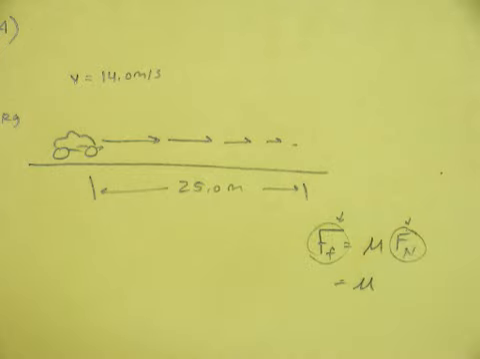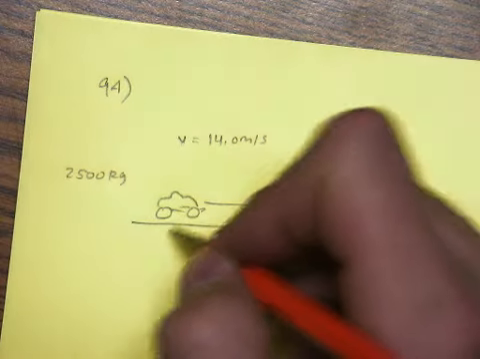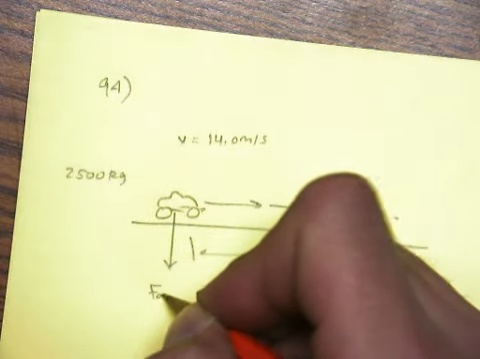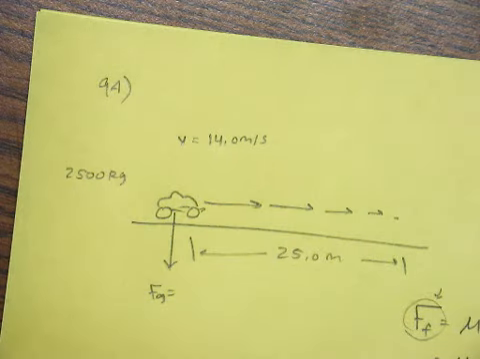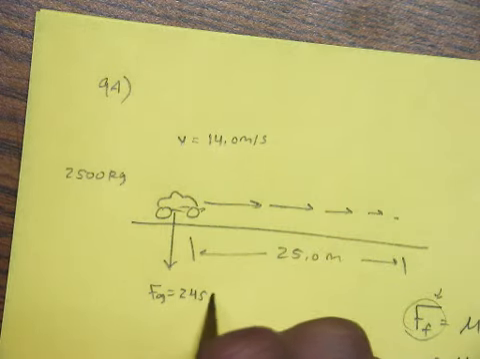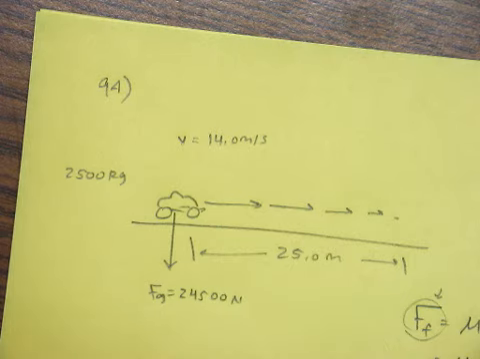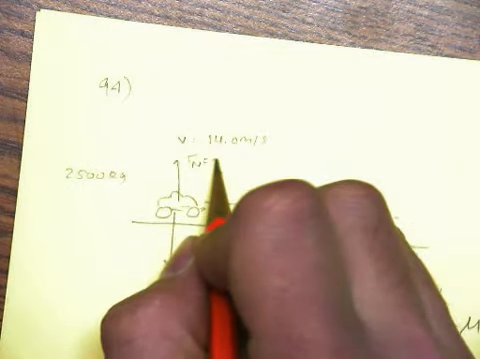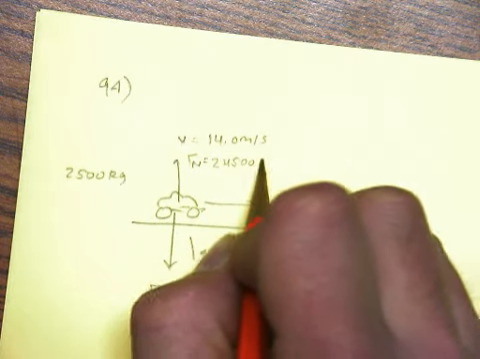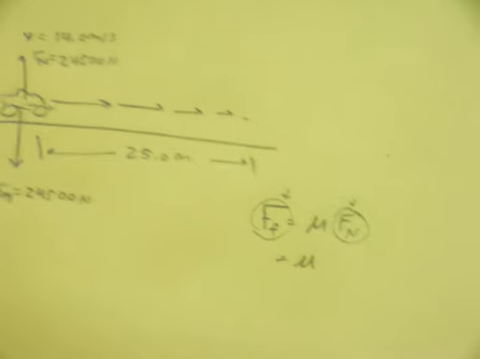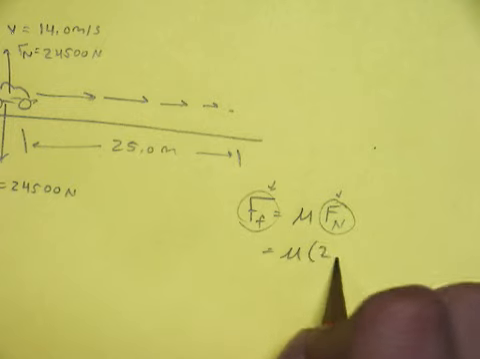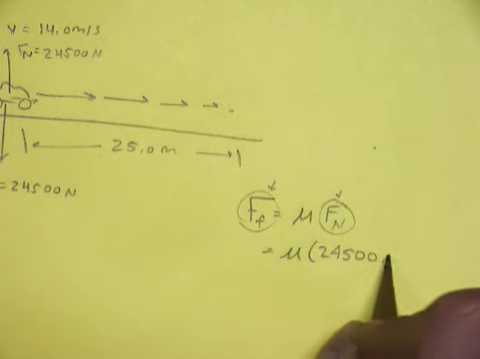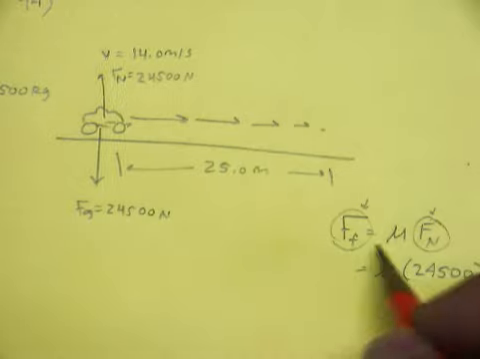So the normal force is probably the easiest one, because you go back to our car, the force of gravity is pulling this thing down. You take 2,500 times 9.8, and that's 24,500 newtons. The normal force is 24,500 newtons. So there's my normal force right there. Now I got to find the force of friction.